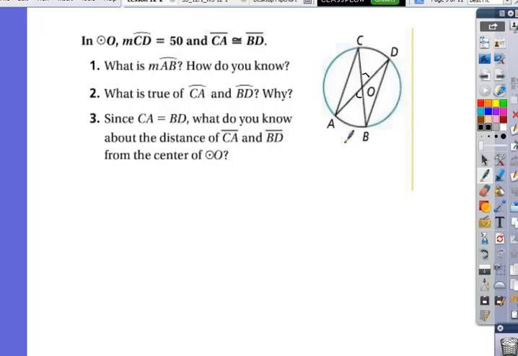Be expecting on the quiz Friday a fill in the blank question where I ask you, why is this true?